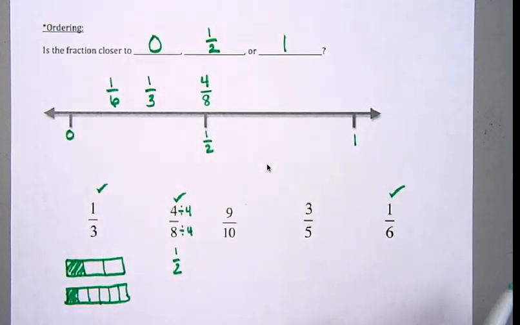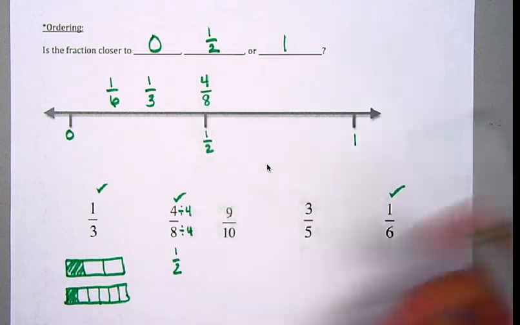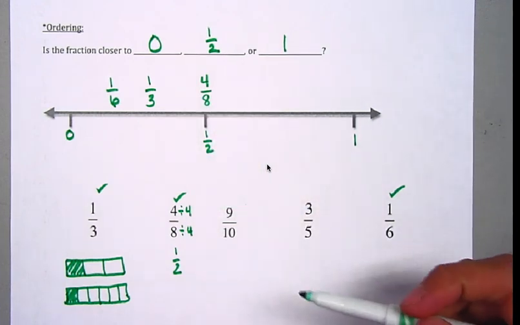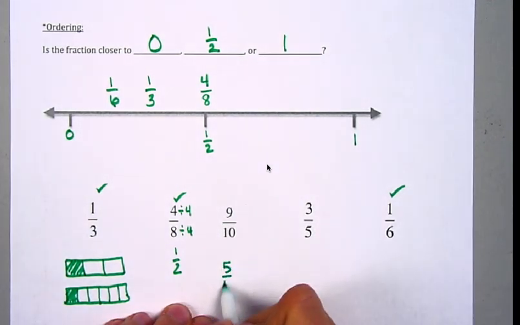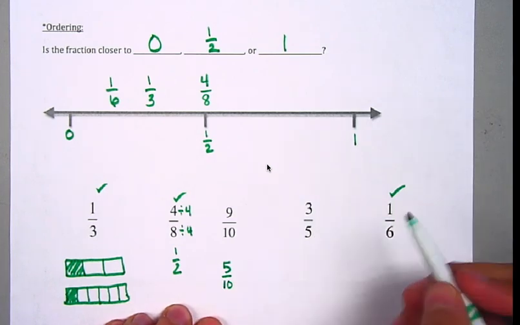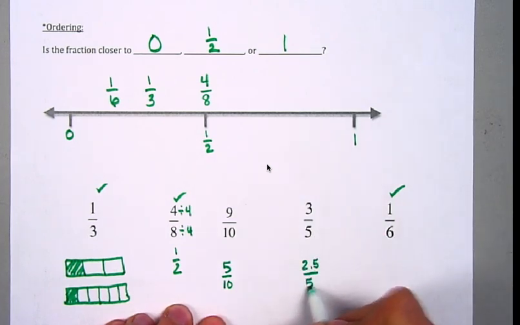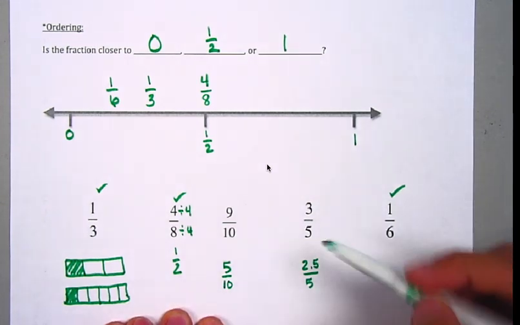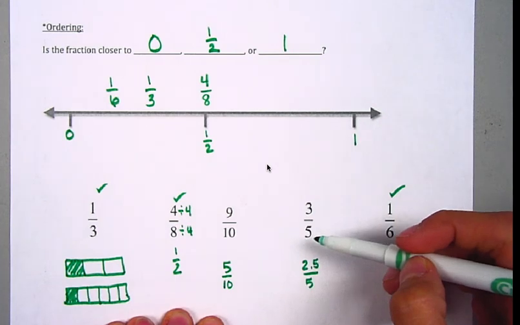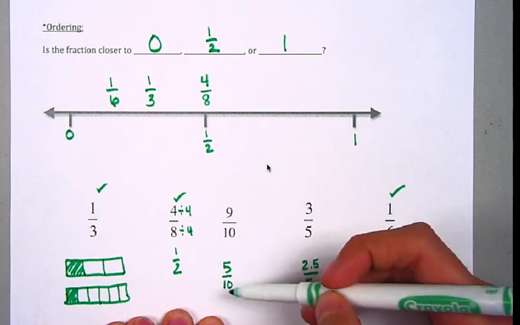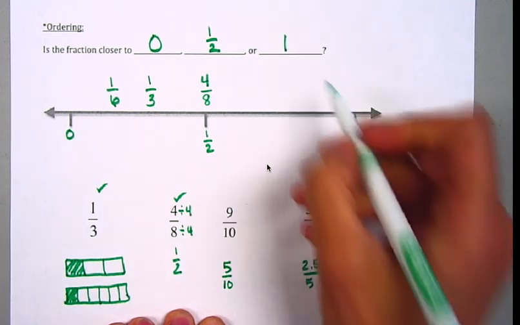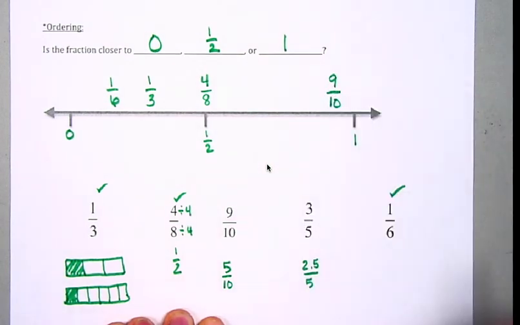Now looking at 9/10 and 3/5. Again, I'm going to think about 1/2 as my benchmark. If I'm thinking about 1/2, I know that half of 10 would be 5/10. Half of 5, I know, is 2.5 out of 5. I can look and see that 3/5 is a little bit more than this, but 9/10 is a lot more than this. So I can compare that way and see that 9/10 is going to be bigger than 3/5. So that's one way to think about it.